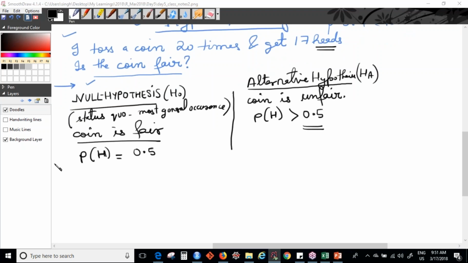Now what we do in hypothesis testing, we find something called p-value. This is capital P. This is not probability value. This is called p-value. This p stands for nothing basically. So what is this p-value? I'll write the definition first and then I'll explain.